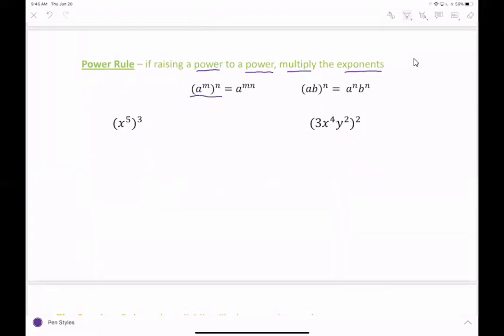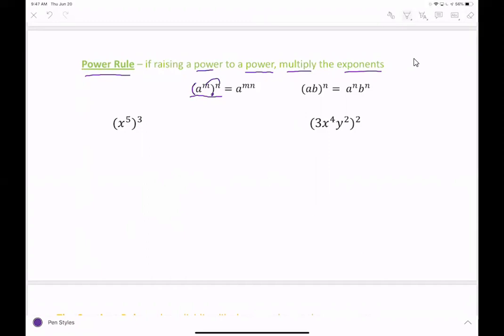This rule, to clue you in when to use it, you have a parenthesis in the term, and then you've got an exponent inside and an exponent on the outside of the parentheses. That's how you can clue yourself when to use this power rule. What it says is you're just going to multiply these powers. You're going to multiply this power to a power, and you can get your simplified term.